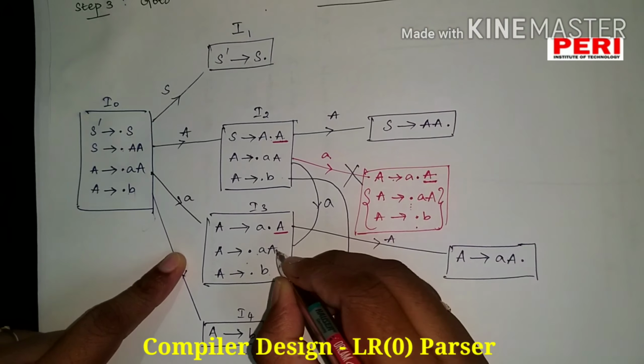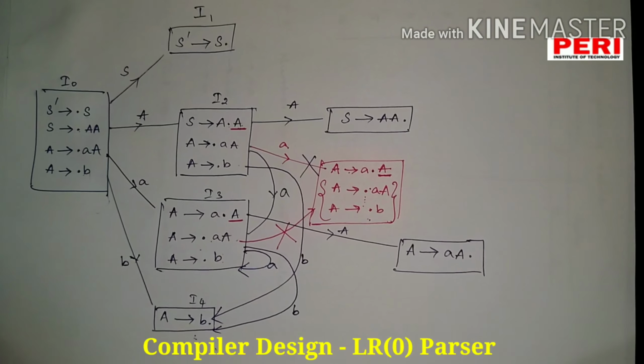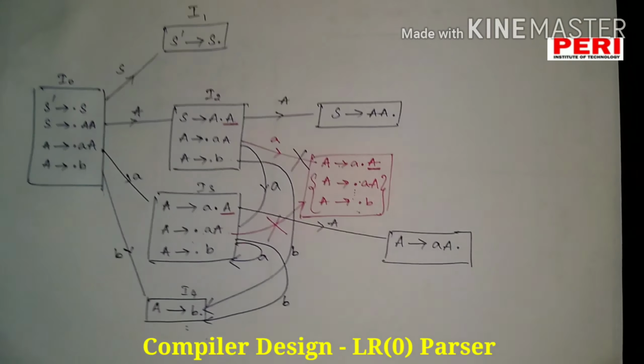Similarly, A tends to dot B. If I traverse through B, I'll bring the dot to the end of the production, so my production will be A tends to B dot. I already have this production here, therefore I am linking it with this production by specifying it as B. Now we have to number the states. I have already numbered I4 here, so I am going to number the others as I5 and I6.